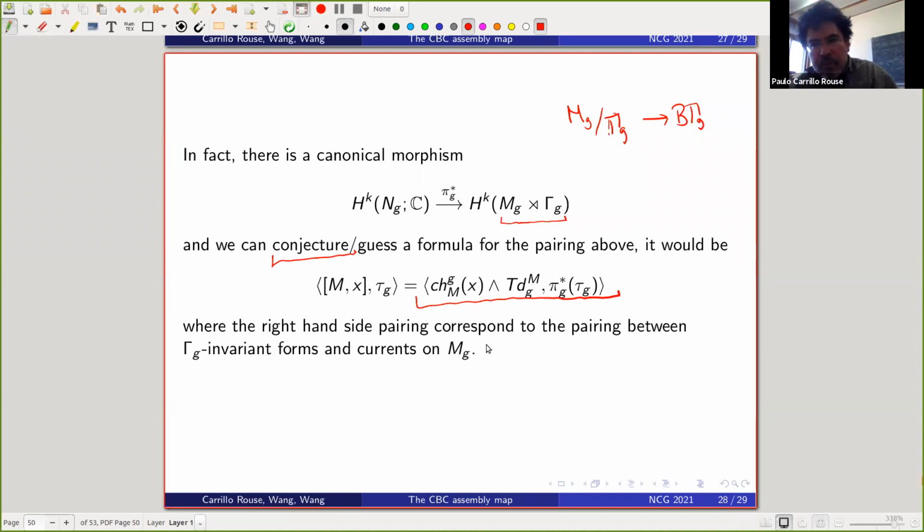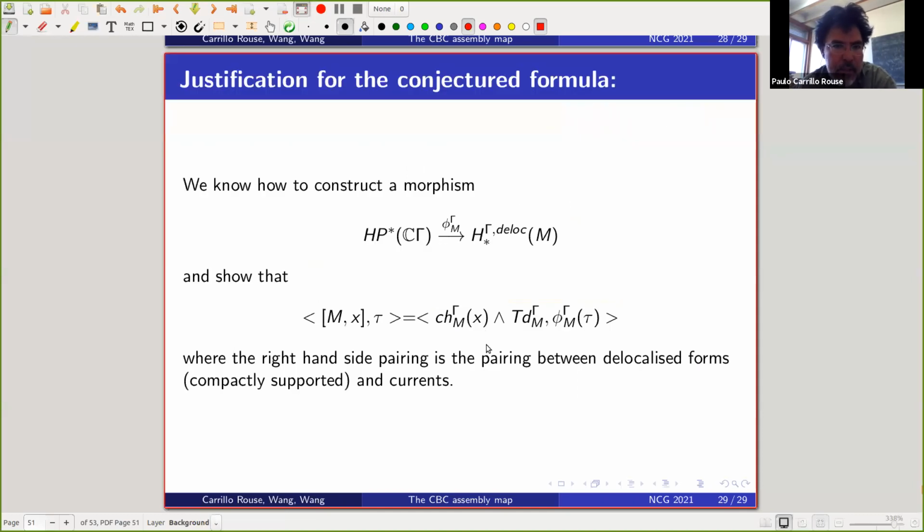Perhaps the methods are different, but we are largely inspired by Hilsum-Skandalis and also Connes-Moscovici, which, even if they don't mention groupoids explicitly, in fact, for me, the idea of using deformation groupoids is already somehow hidden in those papers. And the idea is to geometrically compute the morphisms using deformation groupoids.